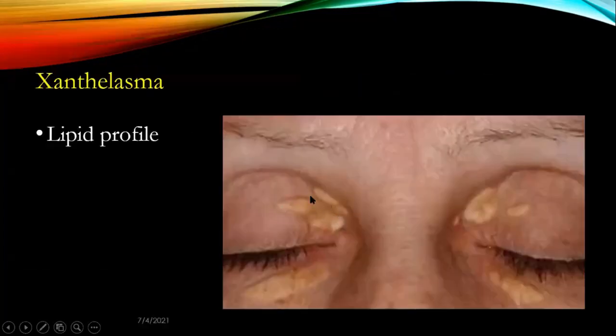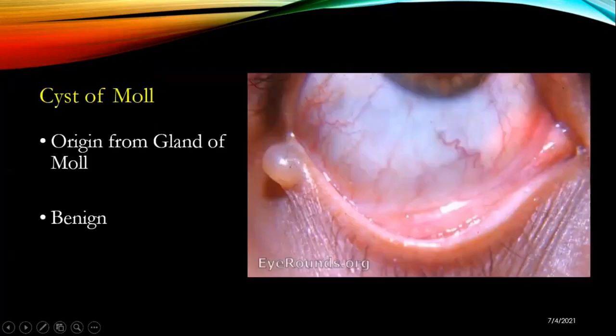This is a xanthelasma, which is a deposition of lipids and cholesterol in the skin and subcutaneous tissues. Ask the patient to do a lipid profile to see whether they have familial hypercholesterolemia.